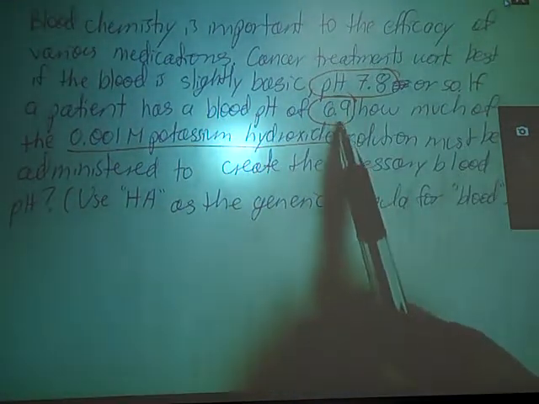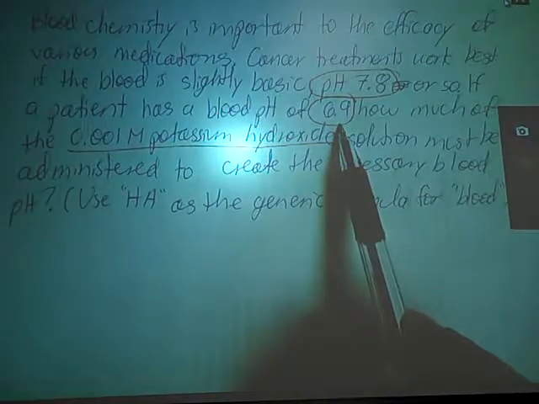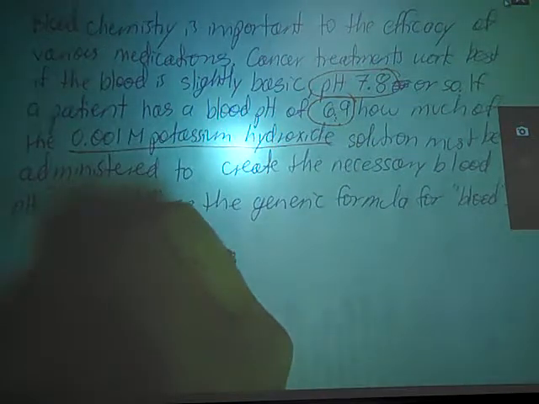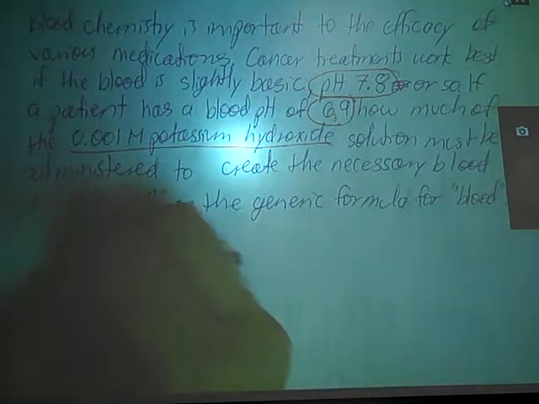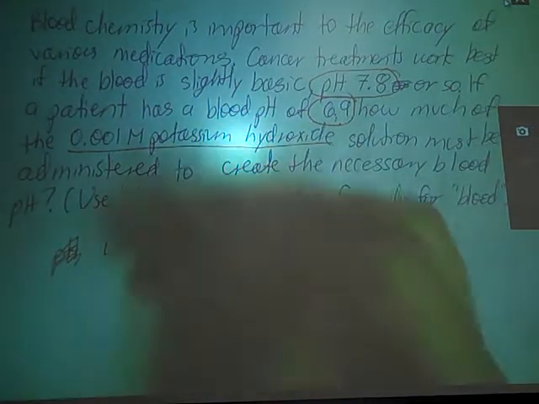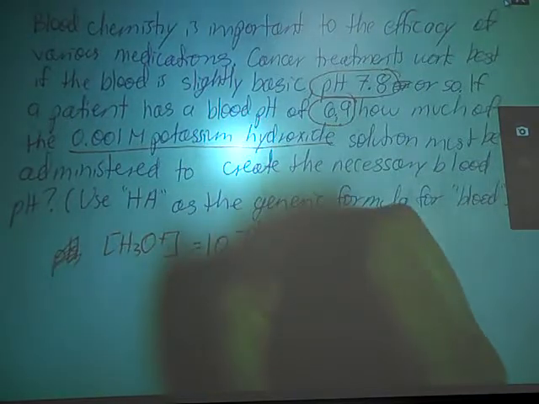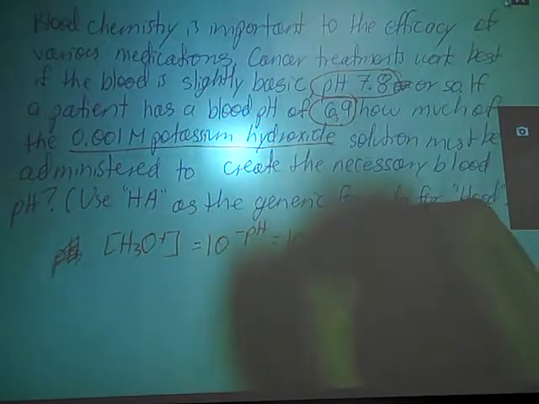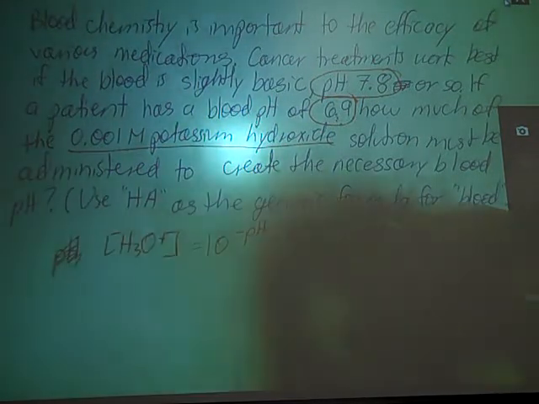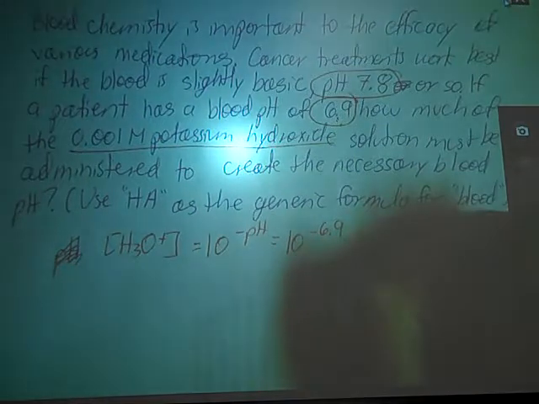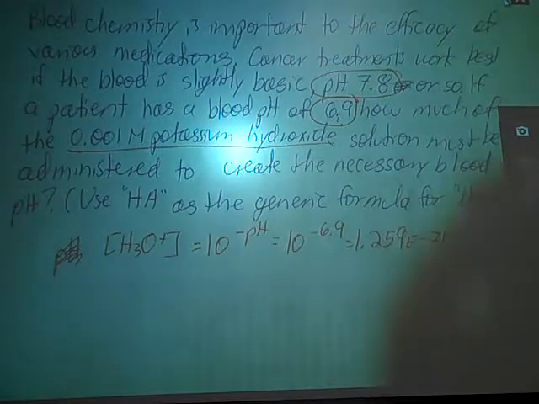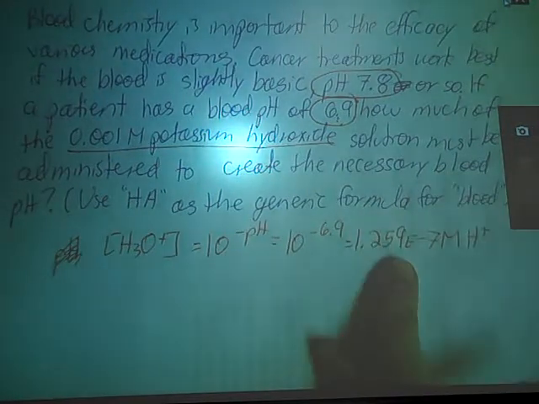So, if I'm starting out at 6.9, let's figure out what concentration of H plus we have here. If you remember, to calculate our hydronium concentration, that H plus, that's an H plus with a water, we need to do 10 to the negative pH, so that's 10 to the negative 6.9. 10 to the negative 6.9 gives me 1.259 times 10 to the negative 7th molar H plus. So this is where I'm starting.